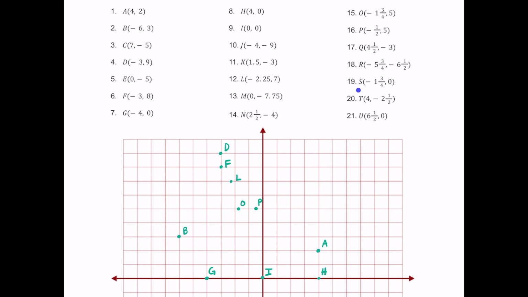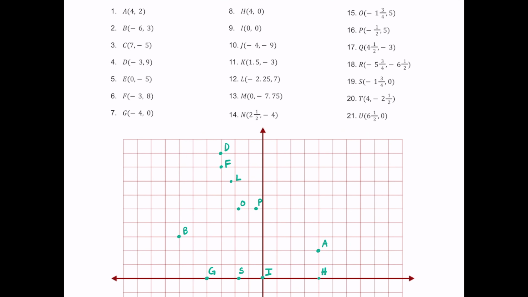For number 19, we have S, which is going to be negative 1 3/4, comma 0. So we're going to start at the origin and move over 1 3/4 units, and then don't go up and don't go down because we just have 0. So we can go ahead and plot this point on the negative x-axis, and that's going to be point S.